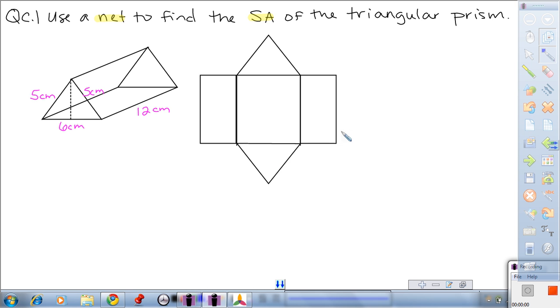Okay, we had a little video malfunction, but we're just going to pick up right where we left off. This is still 11.2, surface areas of prisms and cylinders, and we're working on quick check 1. I've already drawn the net for it. I just need to fill in my information.